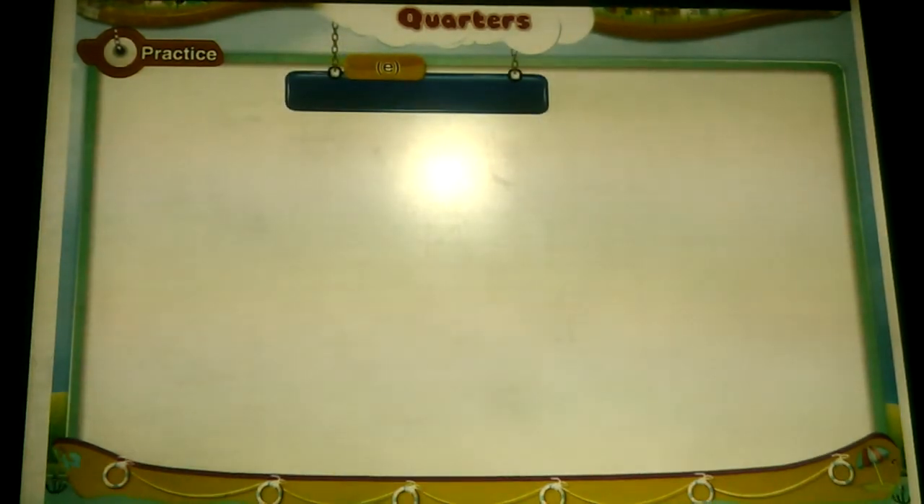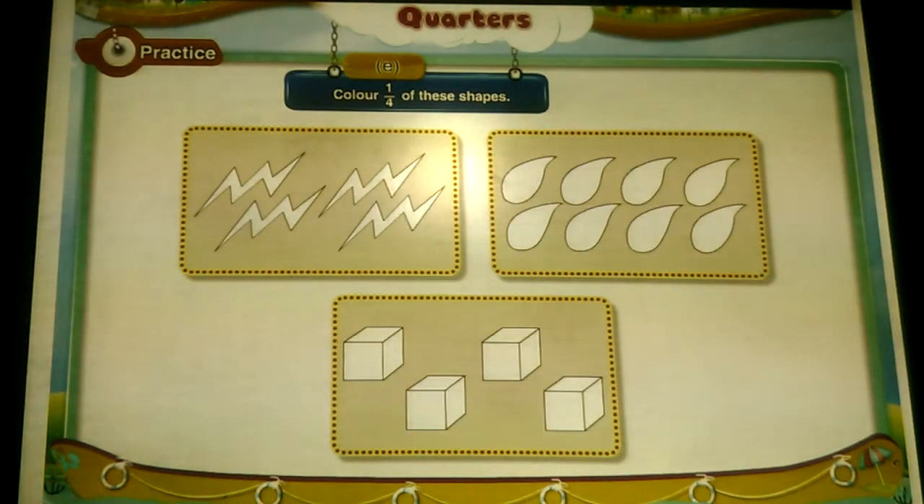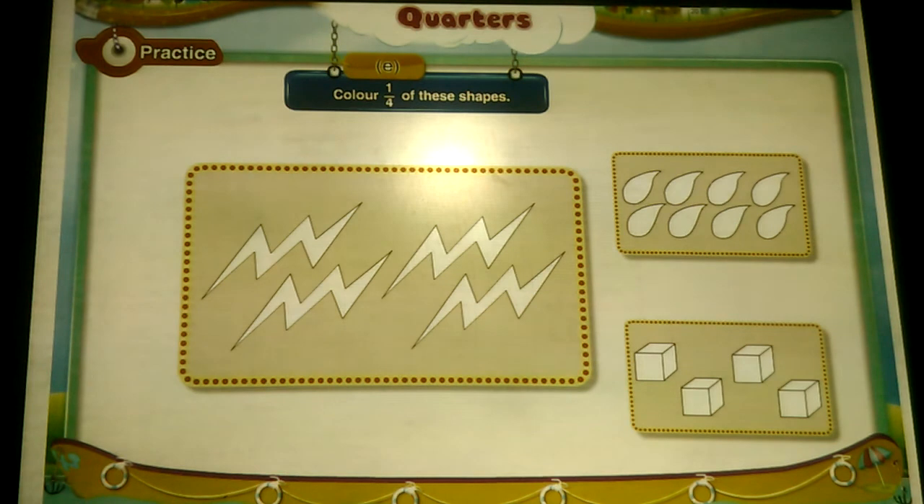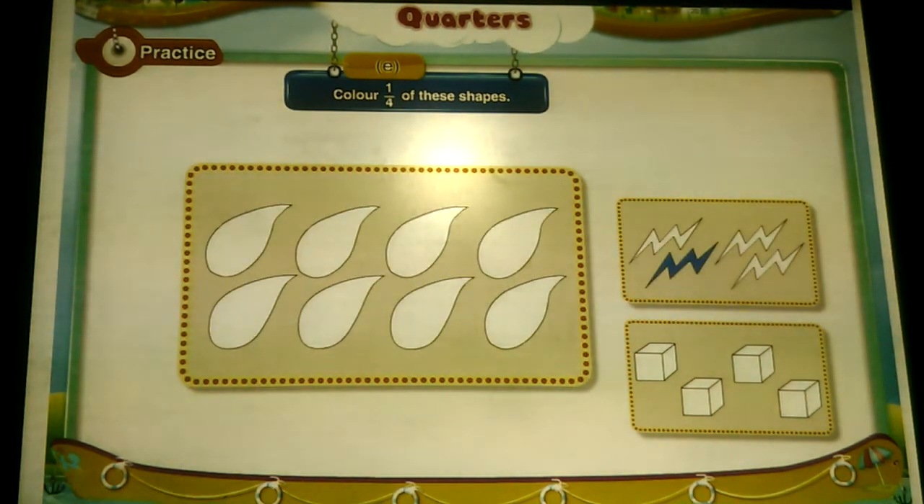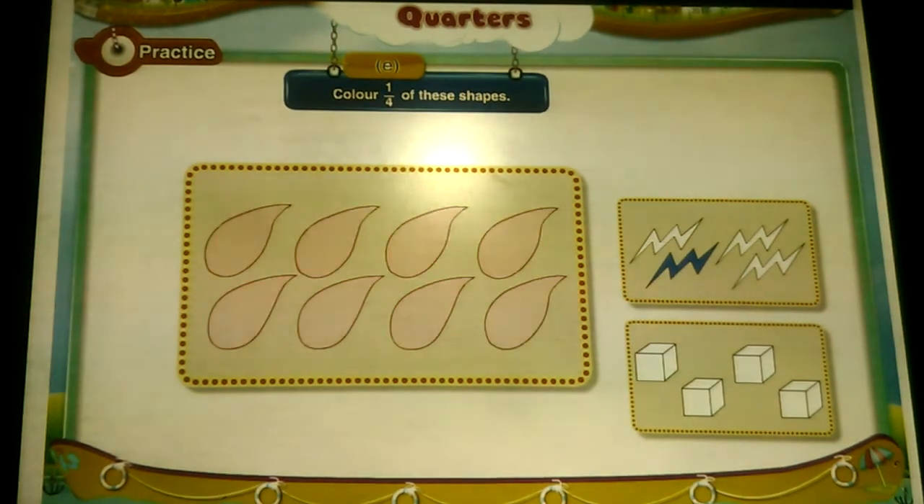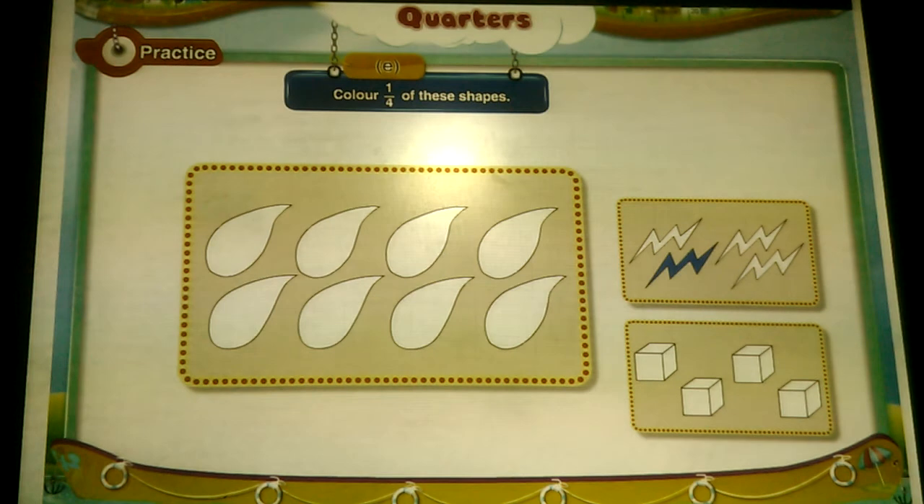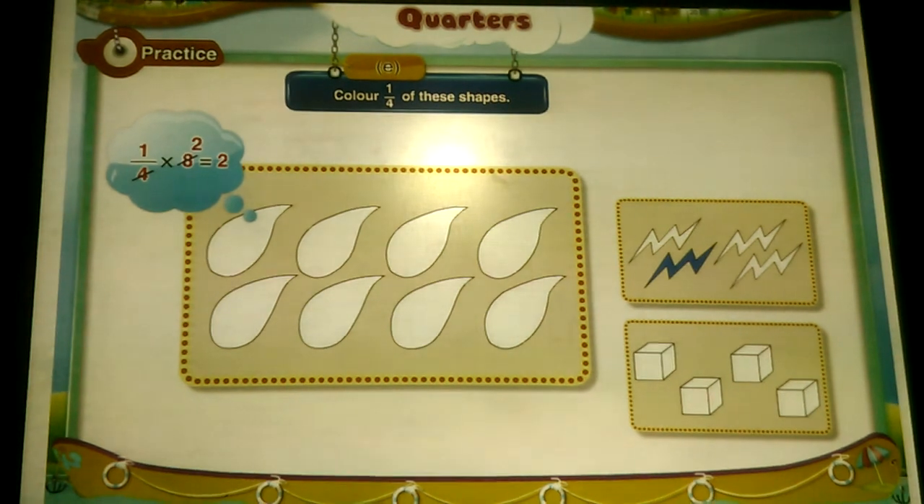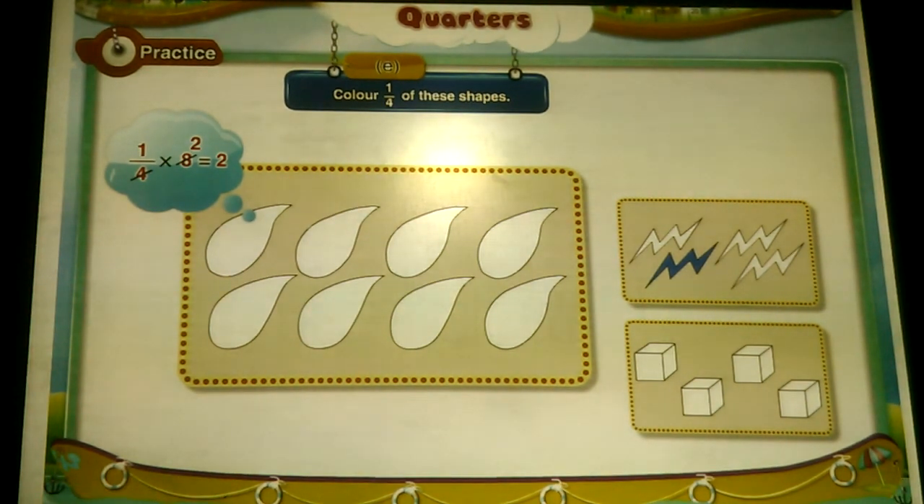E. Color 1/4 of these shapes. 1/4 part means 1 out of 4. So, out of 4 given shapes, color 1 shape. 2. Here, 8 leaves are given. 1/4 of 8 means multiply 1/4 by 8. We get 2. So, color 2 leaves.